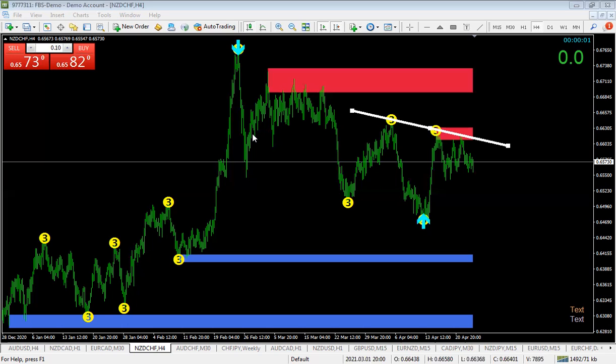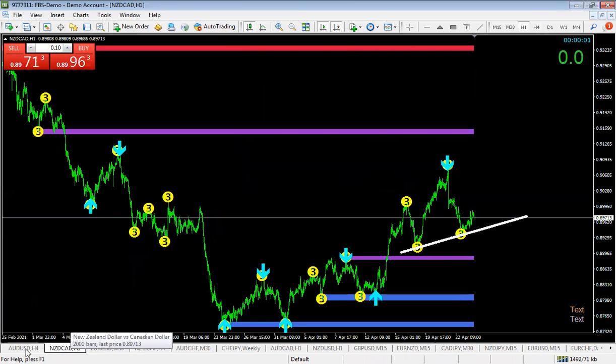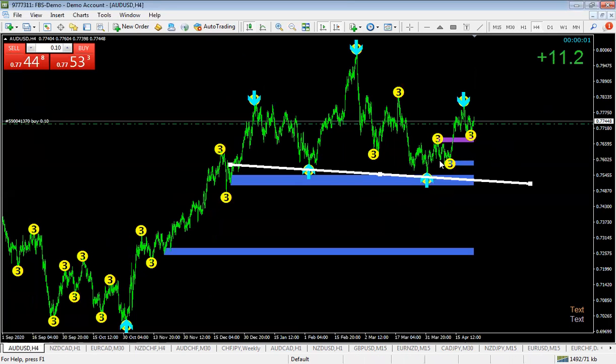If you know exactly what you're doing, some people use the moving average. I will show you a couple of examples here. Some people use the moving average, like if you have a pattern like this, the moving average can cross somewhere here, and you can jump in.